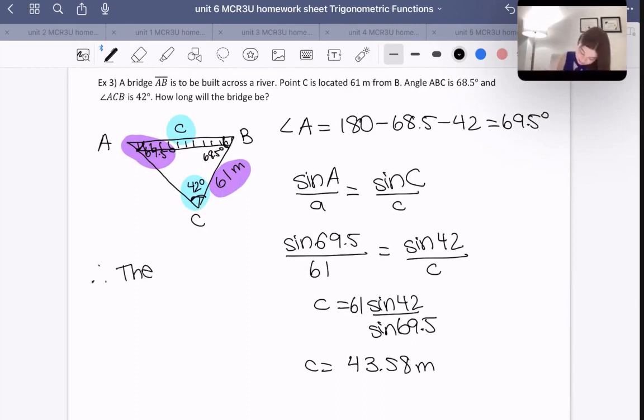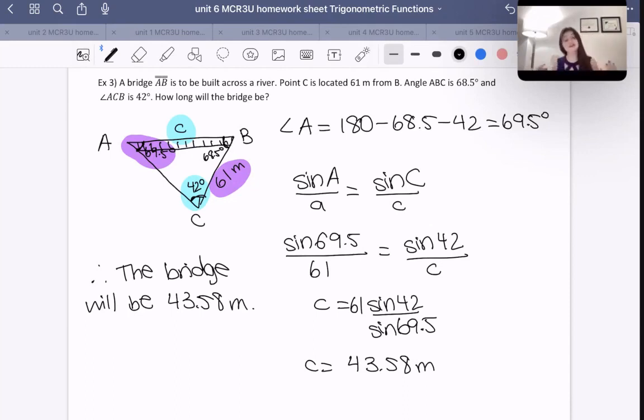The bridge will be 43.58 meters. So as you can see, my drawing wasn't really to scale, but again, doesn't really matter very much at all. What matters is that we were able to visualize where A, B, and C were relative to one another so that we could apply the sine law so that we could solve the question. So that's the important part.